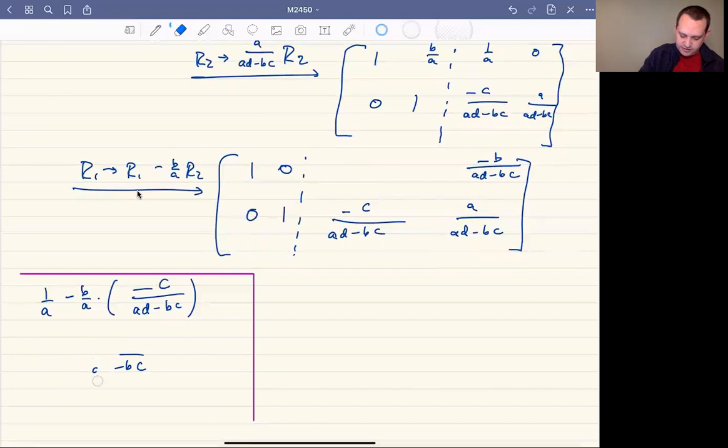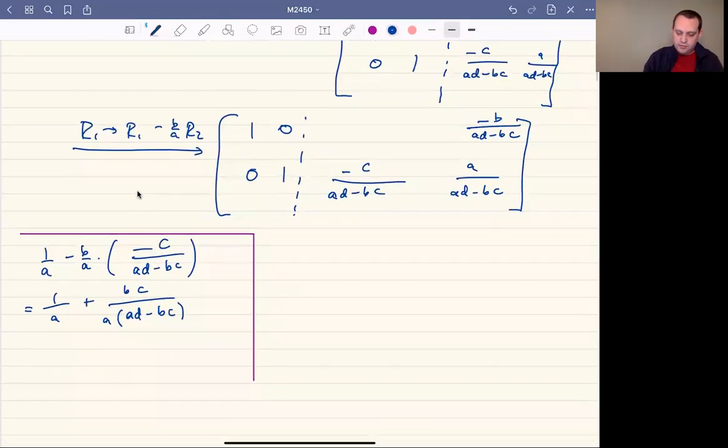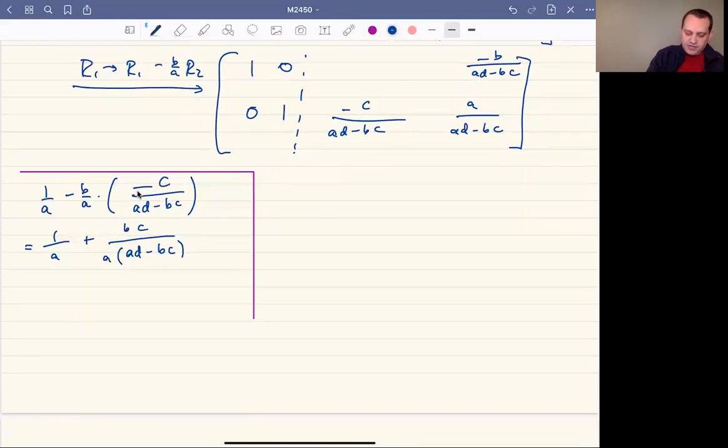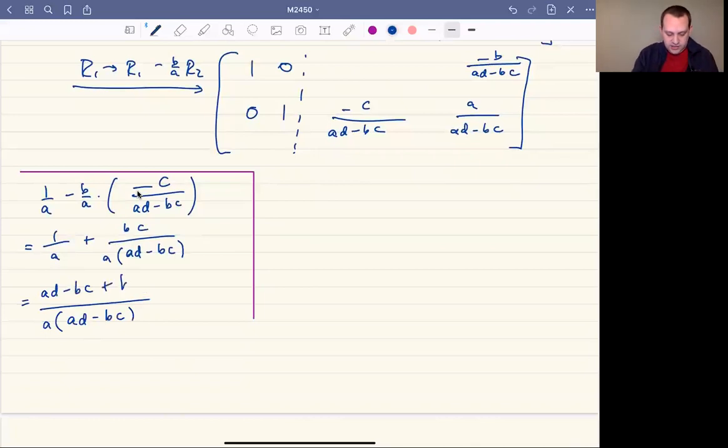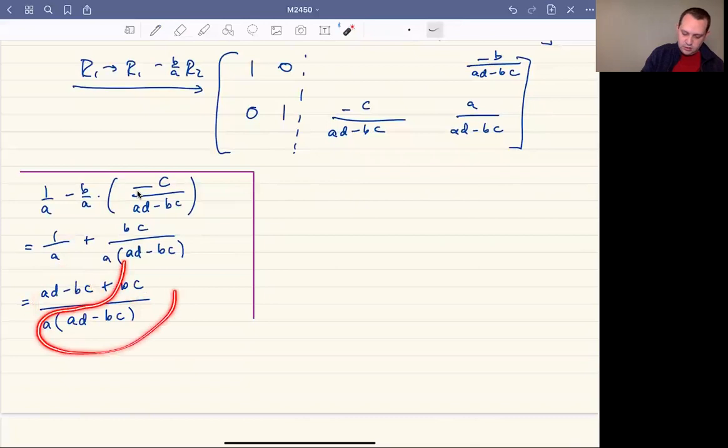Let me take one step back. Sorry about that. So this is going to be 1 over A plus BC over A times AD minus BC. And then let's get a common denominator. So that'll be AD minus BC all times A. So this is AD minus BC all over our common denominator A times AD minus BC. And I forgot the BC over here. So just to break this down one more time, this is our 1 over A plus BC over A times AD minus BC.